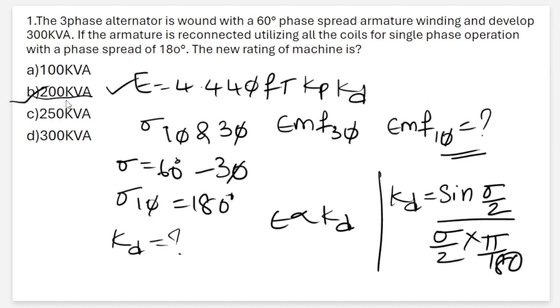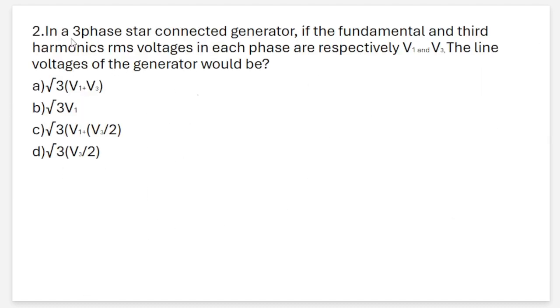Next question. In a three-phase star-connected generator, if the fundamental and third harmonic RMS voltages in each phase are respectively V1 and V3, the line voltage of the generator will be? Options are A root 3 times of V1 plus V3, option B root 3 times of V1, option C root 3 times of V1 plus V3 by 2, option D root 3 times of V3 by 2.